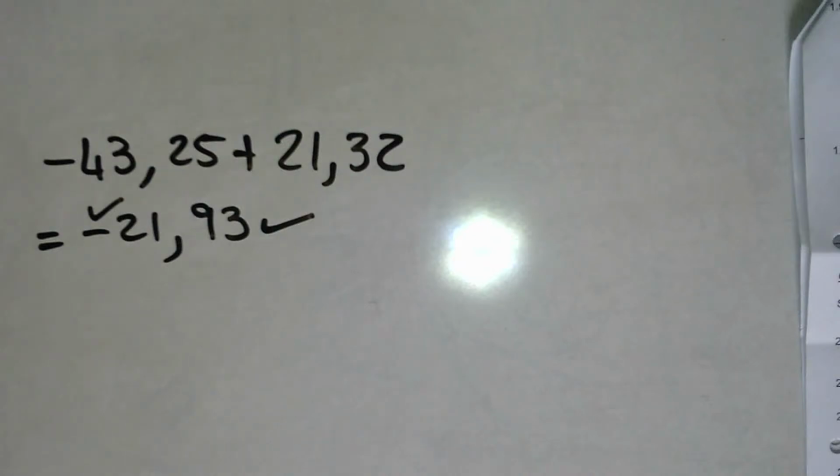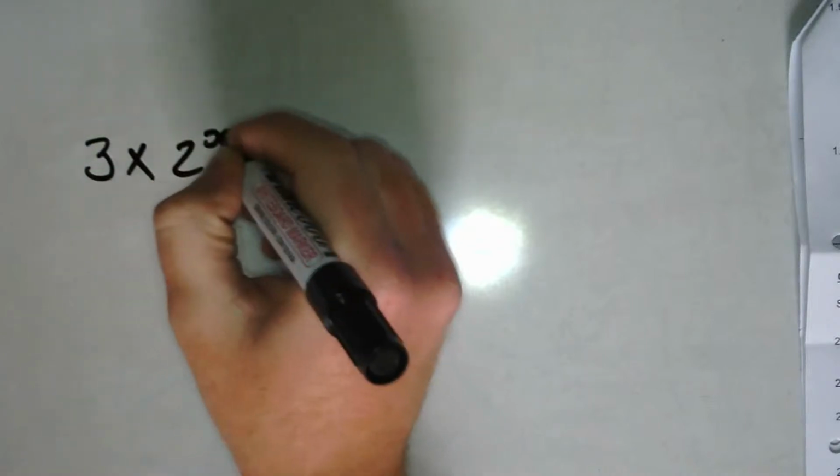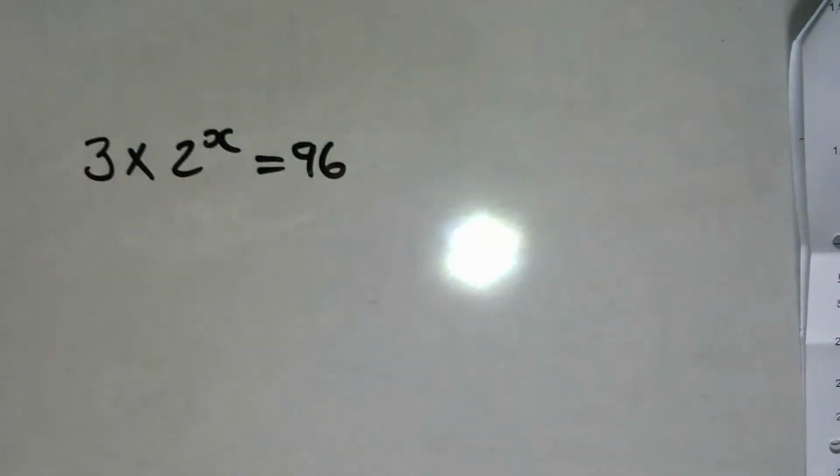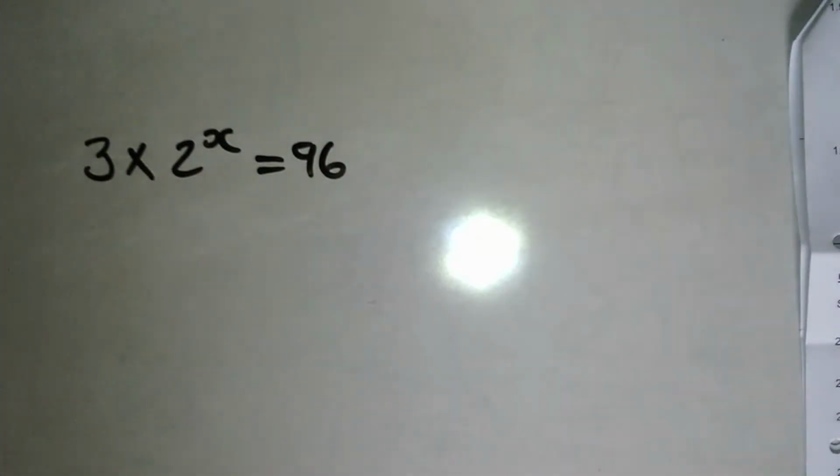Okay, we're still stuck on question 2, but now we'll move on to some solving of unknown values. So basically solving variables. Okay, so your first question in this case, they will ask you to solve the following. So 3 times 2 to the power of x equals 96. There we go. Okay, so to solve this, you need to do the following.